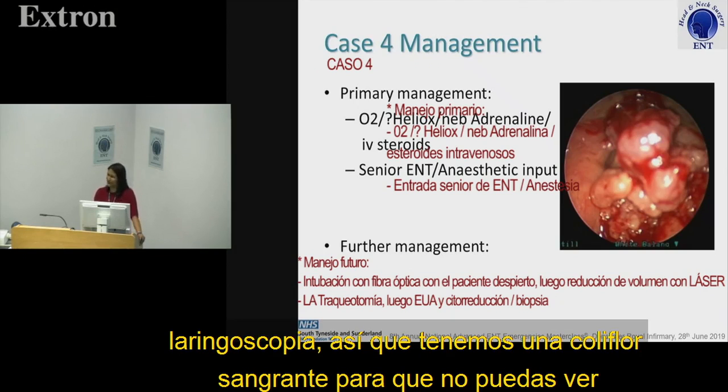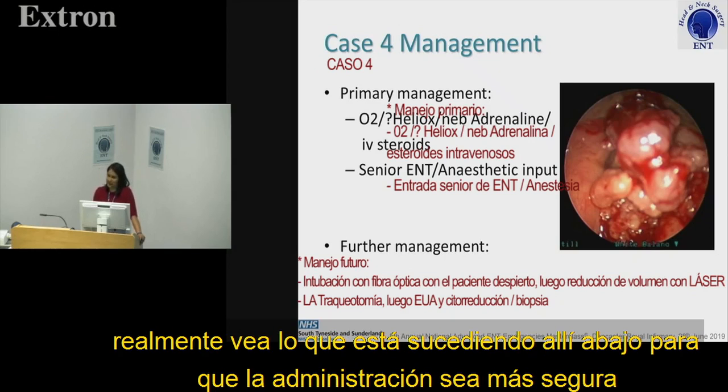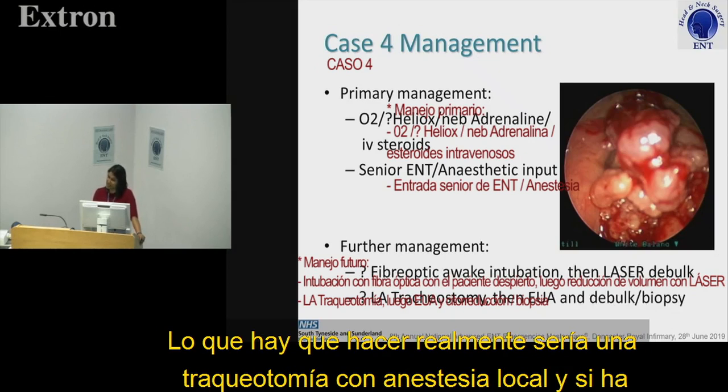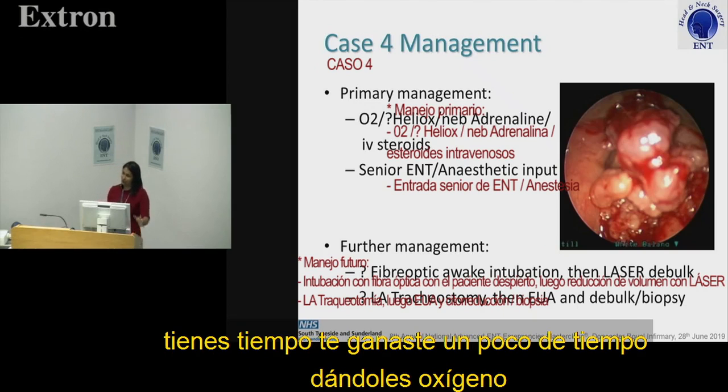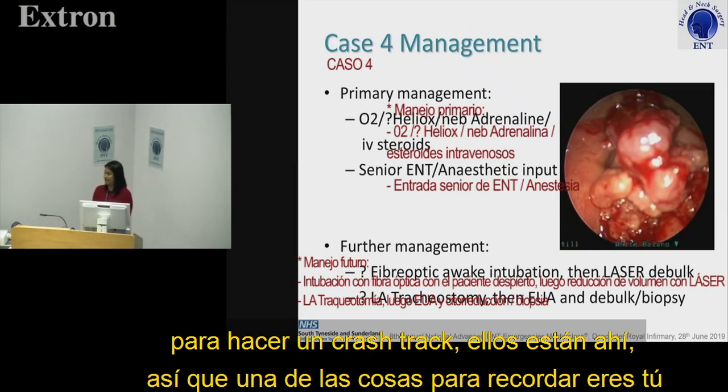So you can't actually see the vocal cords very well. You don't even know whether they're mobile. You can't really see what's happening underneath there. So further management, the safest thing to do really would be a local anesthetic tracheostomy. And if you've got time, you've bought yourself a little bit of time by giving them oxygen, nebulized adrenaline, etc. You've got time to get them to theatre and not having to do a crash trachea there and then.